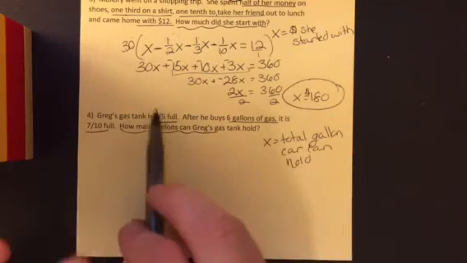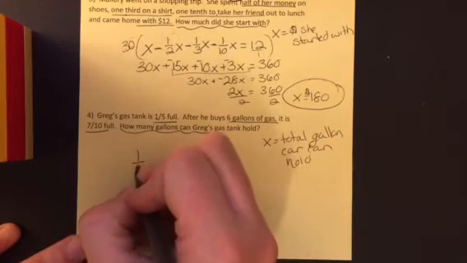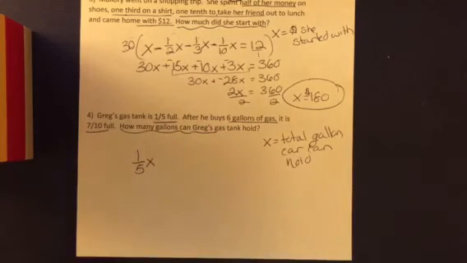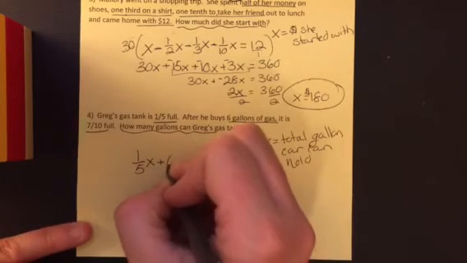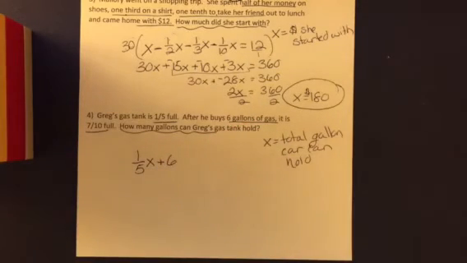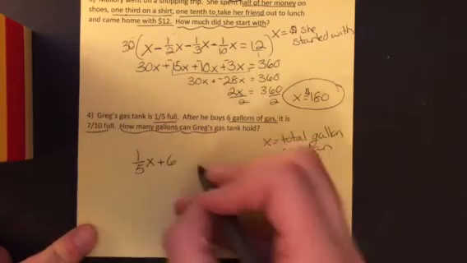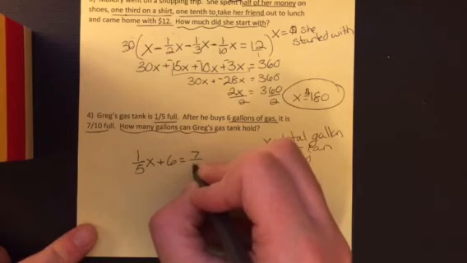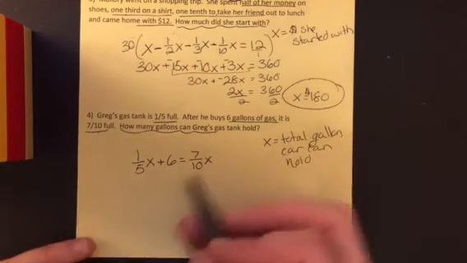So if it is 1/5 full, we would say 1/5 of the total that is possible is what he has. He buys 6 more gallons, so plus 6. That doesn't go with the X because it's not 6 gallons of the total. It is 7/10 full. So we're going to say equals 7/10 times X, because it ends in that it's 7/10 of the full tank.